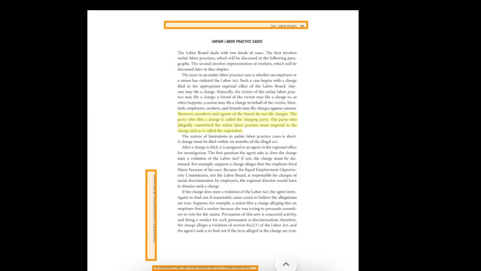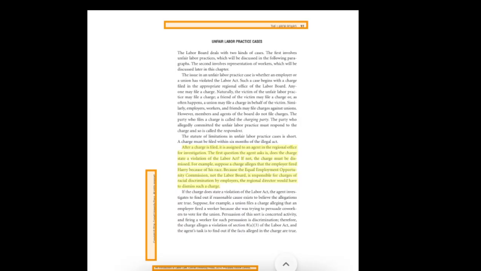The party who allegedly committed the unfair labor practice must respond to the charge and so is called the respondent. The statute of limitations in unfair labor practice cases is short. A charge must be filed within 6 months of the illegal act. After a charge is filed, it is assigned to an agent in the regional office for investigation.